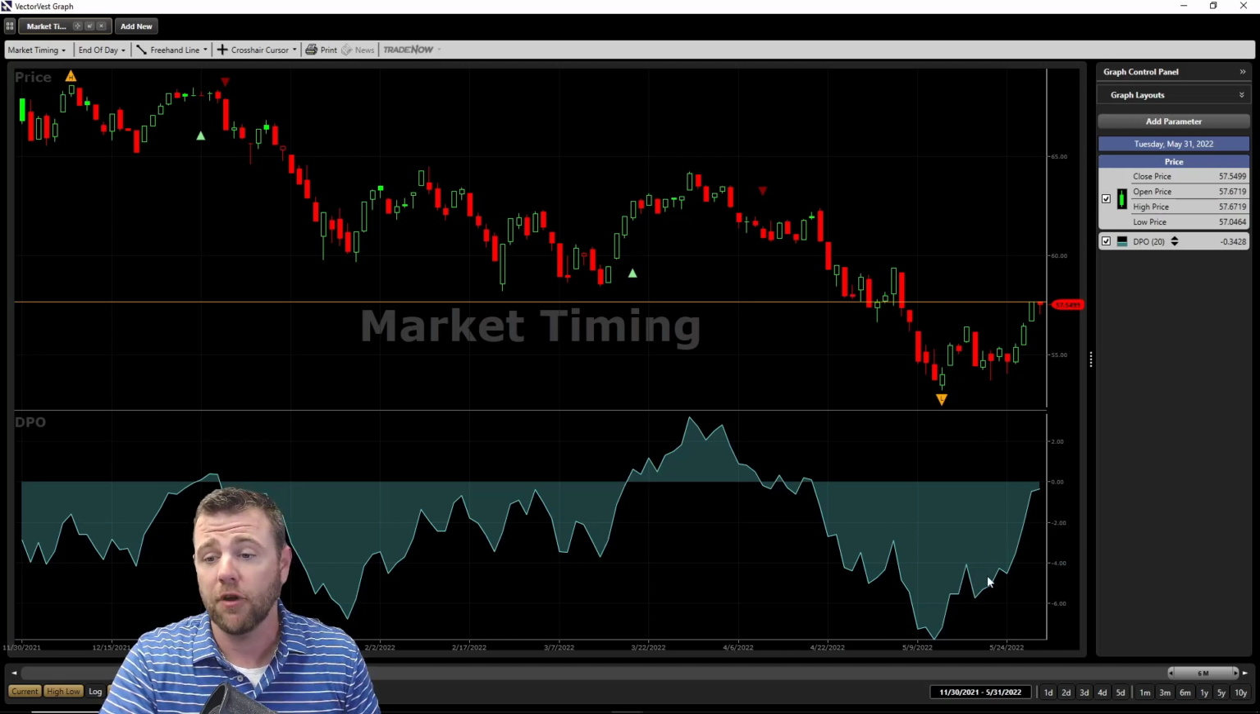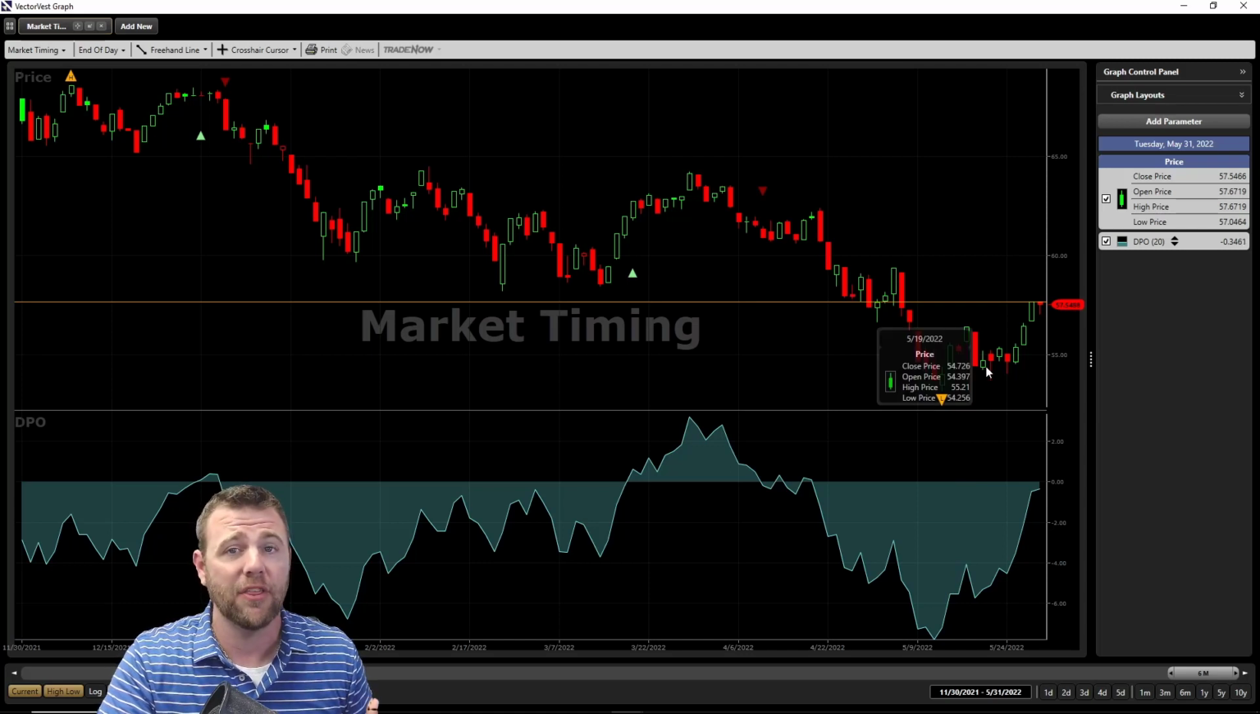DPO is also confirming that and has been picking up a lot of ground, even as the market's just been slowly picking up more so than anything else. So it gives us an indication that short-term momentum is rapidly building to the upside off of these lows here. So that's definitely a positive sign.